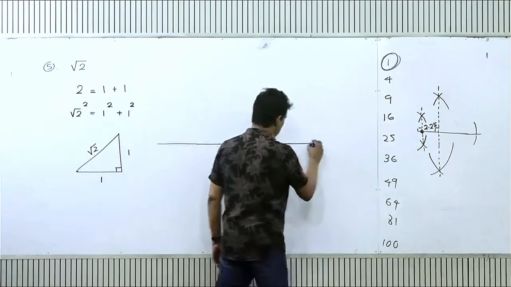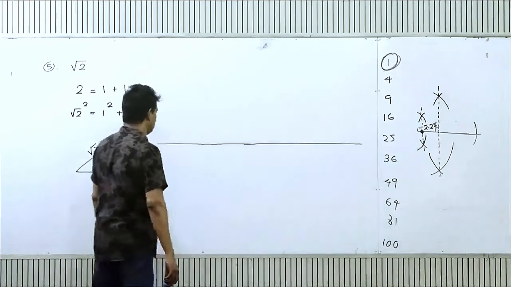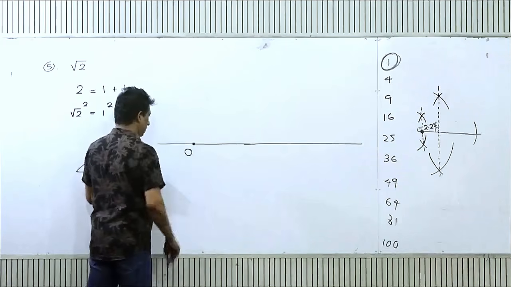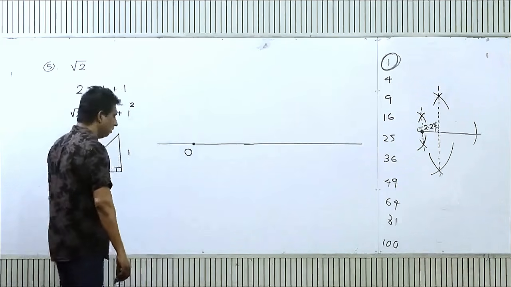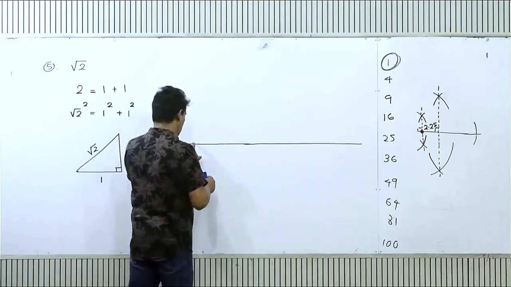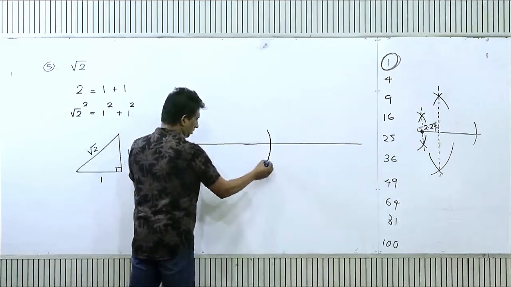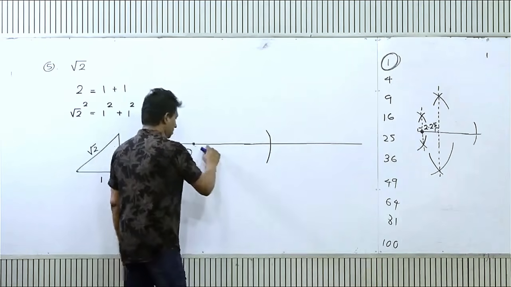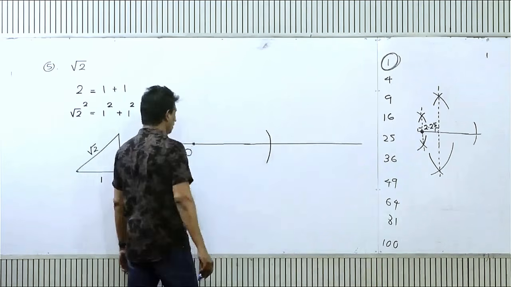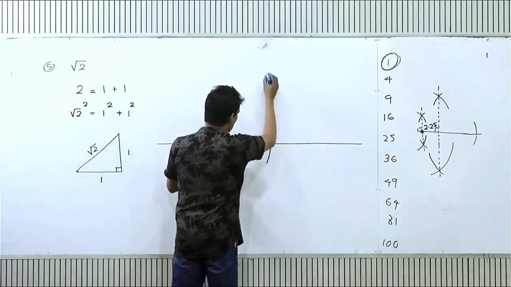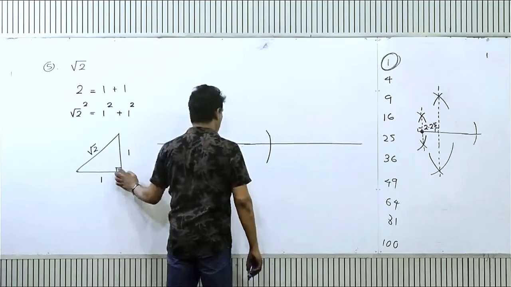First we have to draw a straight line. Then we have to mark a point, draw a small circle around it and put 0 near it. Now we have to take any distance on the compass, put its end here and make an arc. Now this distance is 1. Now we want to draw a perpendicular at this point because we need a right-angled triangle now.